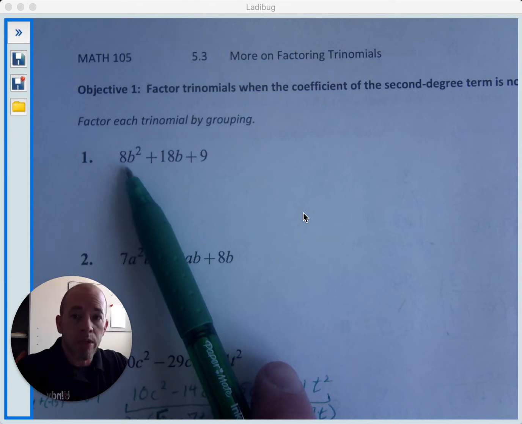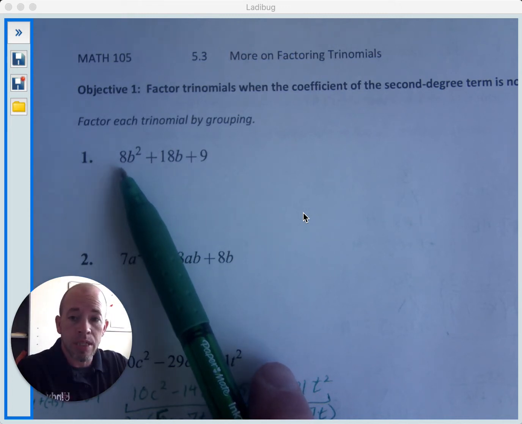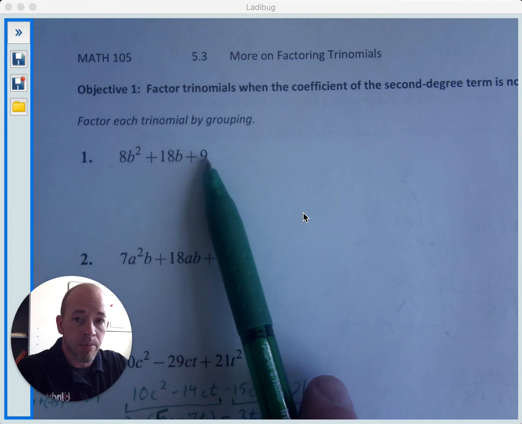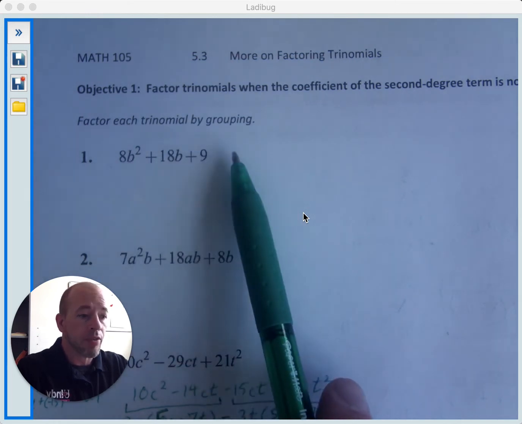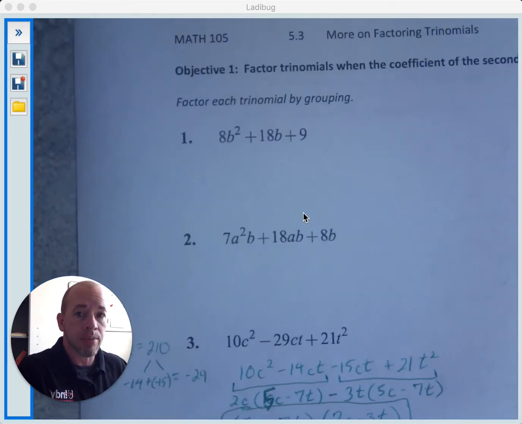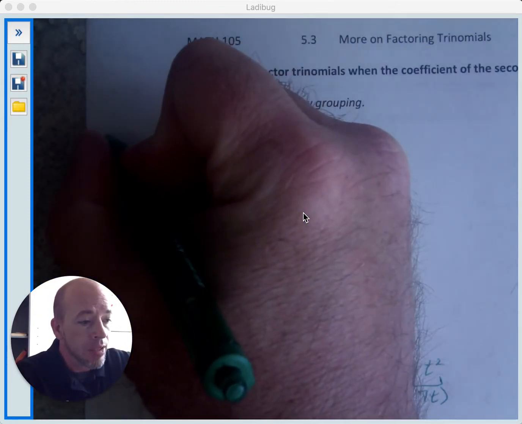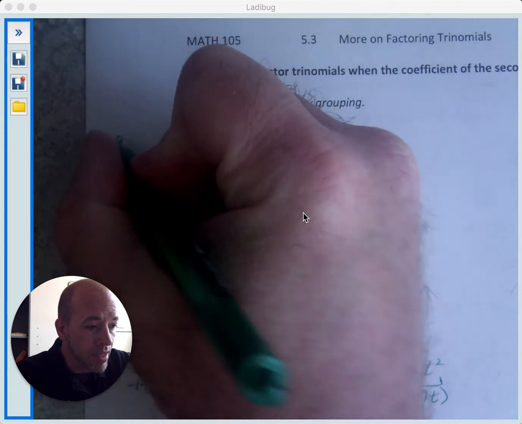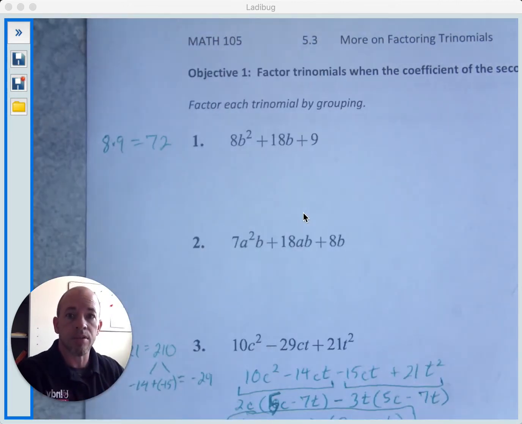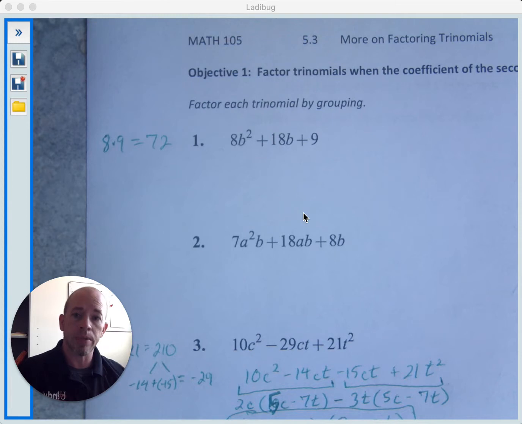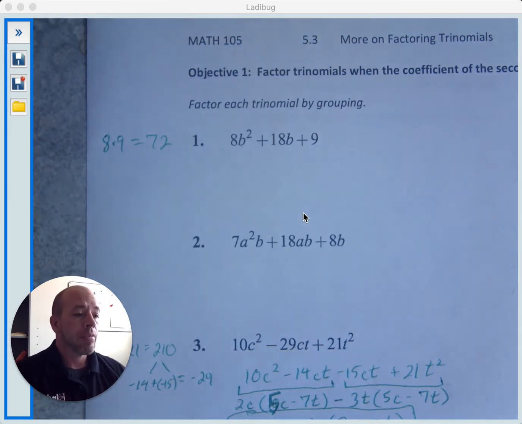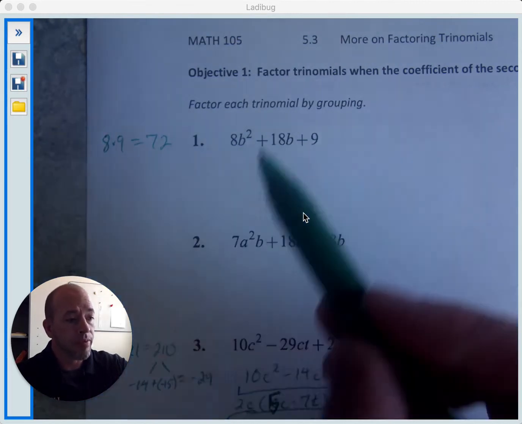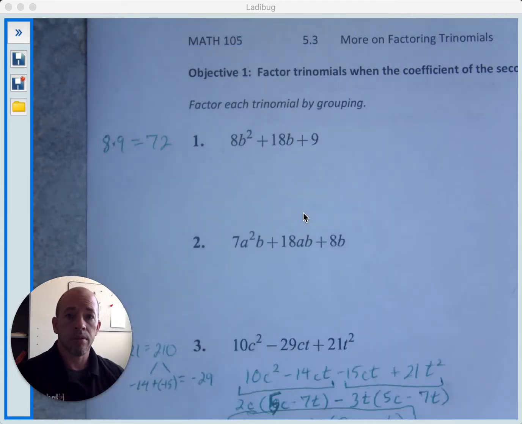Instead, we take the leading coefficient here, which is 8, times the constant term, which is 9. So 8 times 9, that's the first thing I'm going to do. I'm going to write this over to the side here. 8 times 9, use a little dot for times, is 72. So 8 times 9 is 72. 72 becomes very important, because that's the number we're going to look for factors of. So I'm going to look for factors of 72 that will add up to this middle coefficient.